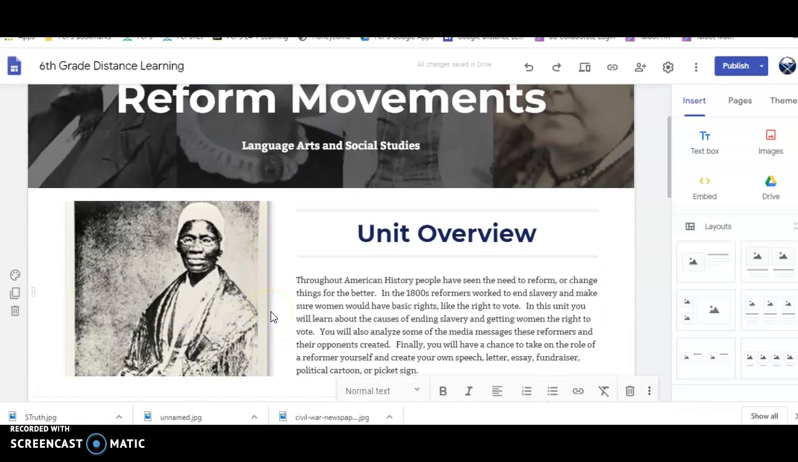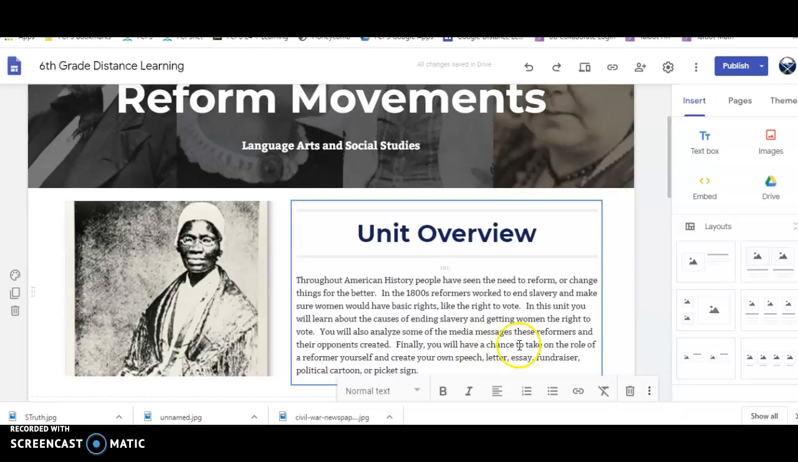I want to read to you the unit overview. Throughout American history, people have seen the need to reform or change things for the better. In the 1800s, reformers worked to end slavery and make sure women would have basic rights, like the right to vote. In this unit, you will learn about the causes of ending slavery and getting women the right to vote. You'll also analyze some of the media messages these reformers and their opponents created.